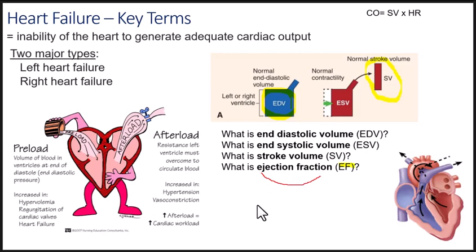And what I need you to be aware of is that an ejection fraction of less than 40% means that the heart is failing. The heart is unable to generate an adequate cardiac output in order to properly perfuse vital tissues. So this is a number you do need to be aware of.